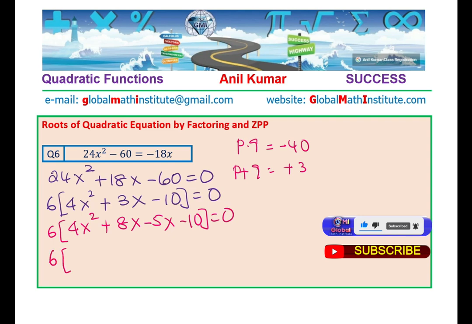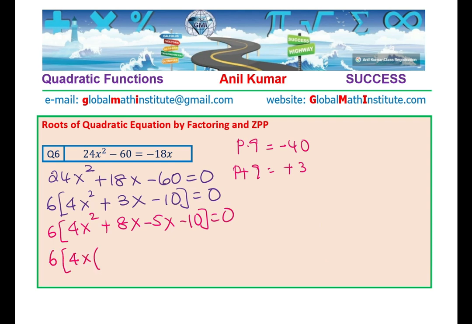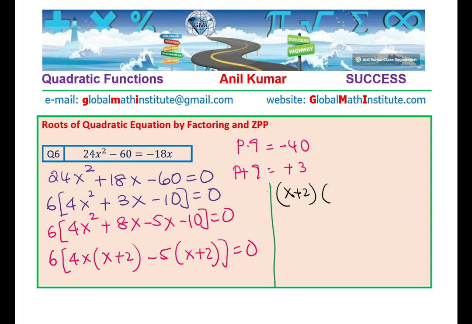Now group factor. So 4x is common. So we get x plus 2. Minus 5 is common. X plus 2. Perfect. Equals to 0. Let's do the rest on the right hand side. What we get here is x plus 2 is common, right? And we get 4x minus 5 equals to 0. Then x plus 2 should be equal to 0 using the principle. That means x equals to minus 2. Or 4x minus 5 equals to 0 means x equals to 5 divided by 4.